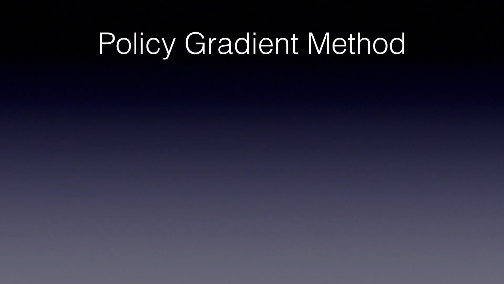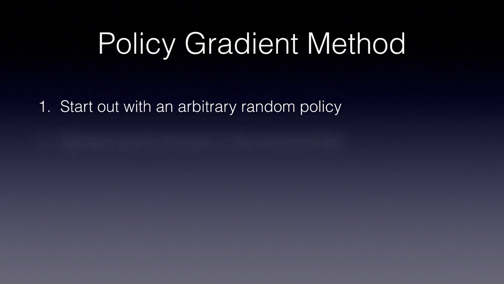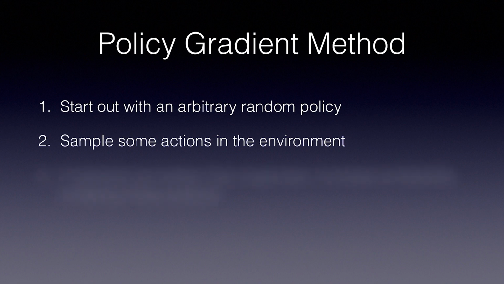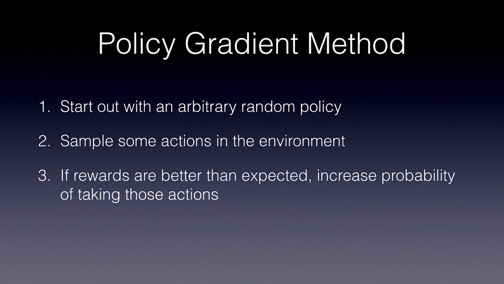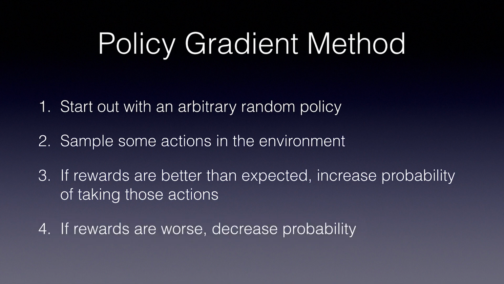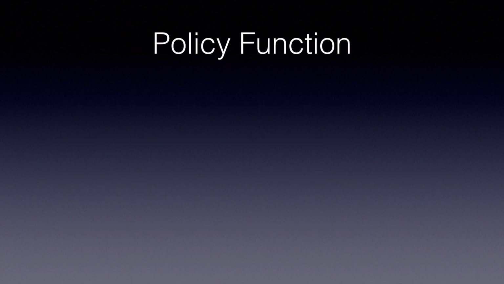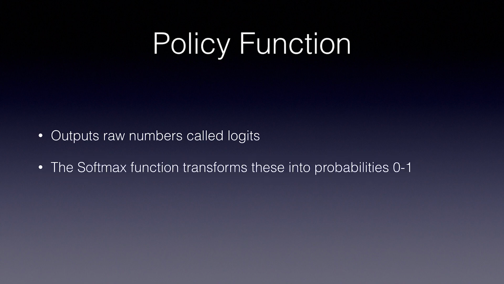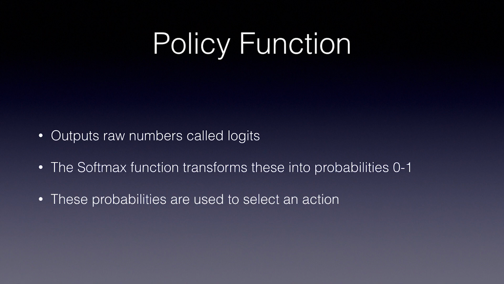Policy gradients can be summed up like this. 1. Start out with an arbitrary random policy. 2. Sample some actions in the environment. 3. If the rewards are better than expected, we increase the probability of taking those actions. 4. If the rewards are worse, we decrease the probability of taking those actions. It's as simple as that. The policy network outputs raw numbers called logits, which are input into a softmax function. The softmax function squeezes the numbers into probabilities between 1 and 0, which all add up to 1. These probabilities are used to select an action.